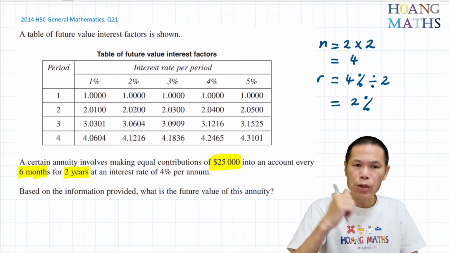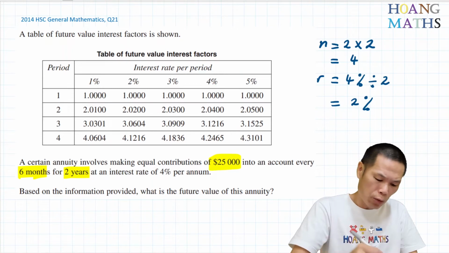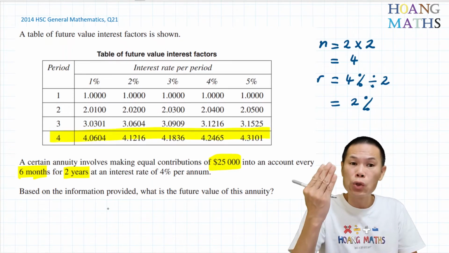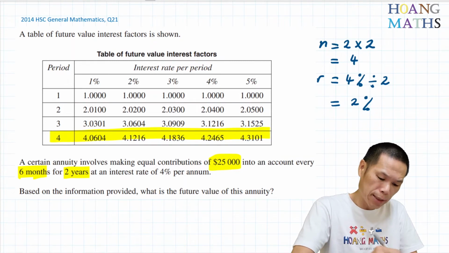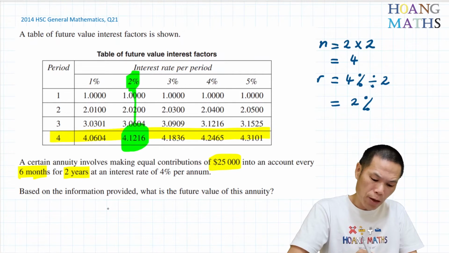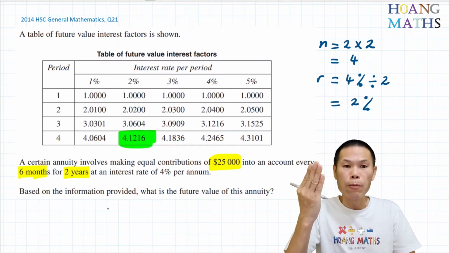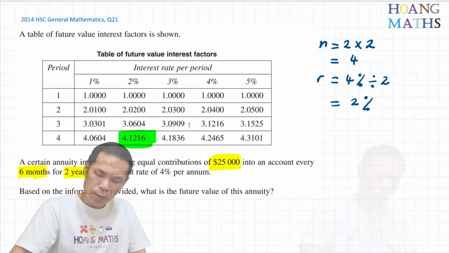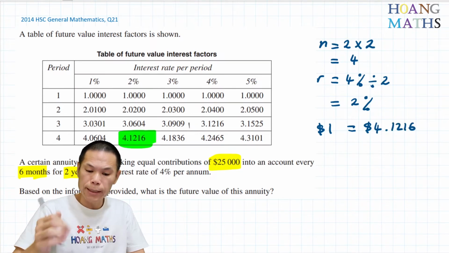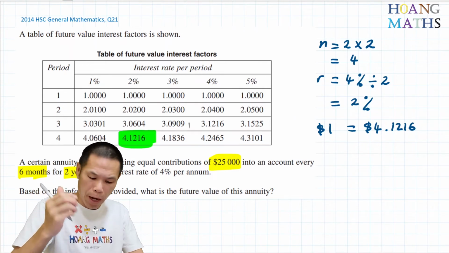So now we just look up the table. N is equal to 4, so we go to this column, and the interest rate is 2%. So 2% is here, and we go down. This is the future value. So if we make a regular payment of $1, the future value will be $4.1216.